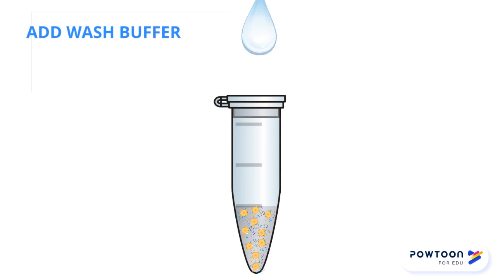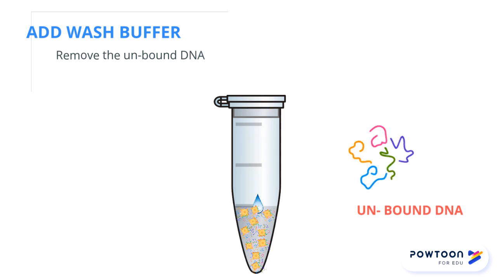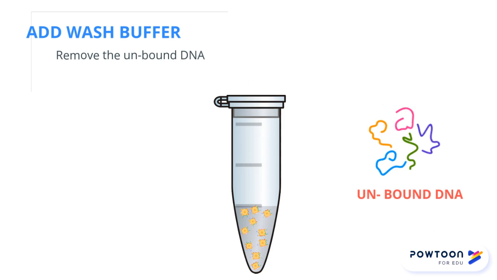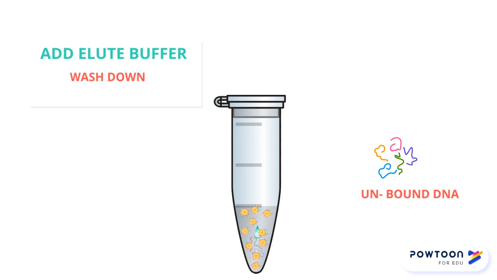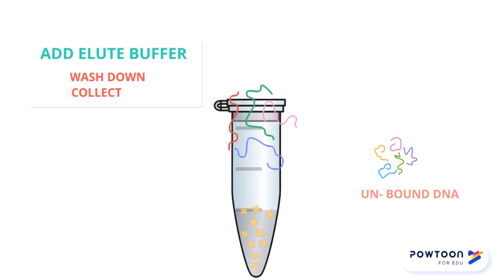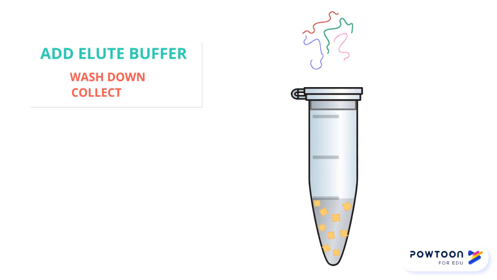Third, add washing buffer to wash away the aptamers that don't bind to the proteins. The remaining aptamers in the tube are the ones we want that have high affinity with the targets. Then add elution buffer to wash down and collect those aptamers, which then become the single-strand DNA library we use in the next round of SELECT.